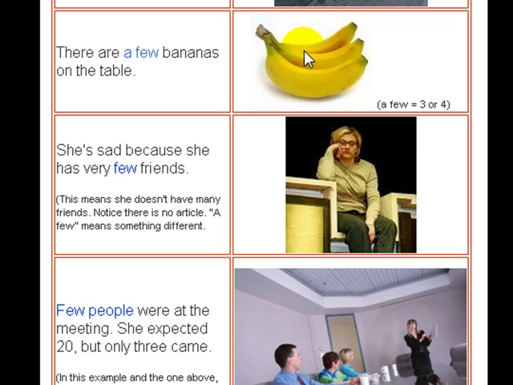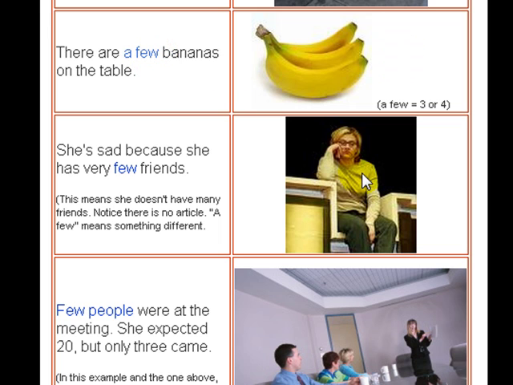Now we're going to deal with bananas. You can count bananas. 1 banana, 2 bananas, 3 bananas. Okay? So, this person says to her, there are a few bananas on the table. Yesterday I had many bananas. A whole bunch of bananas. 100 bananas. Now I only have 3. So there are a few bananas.